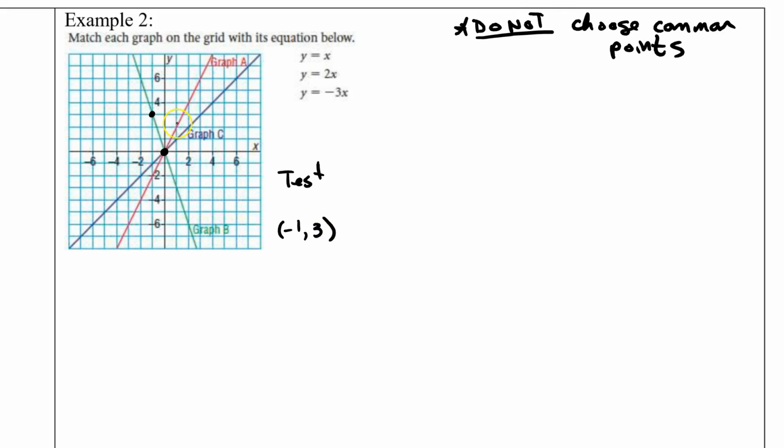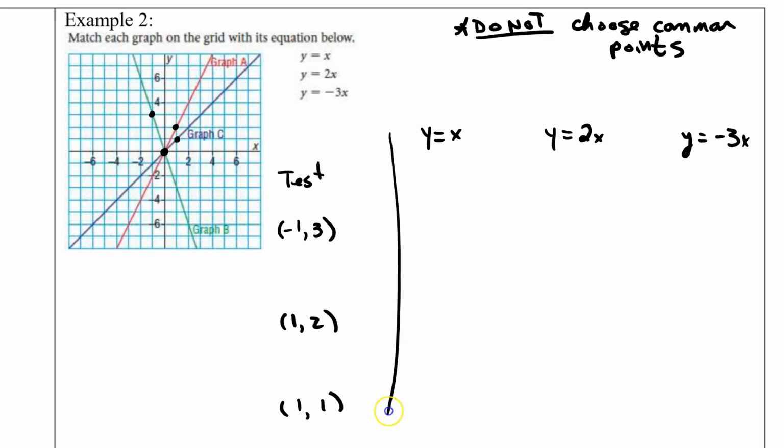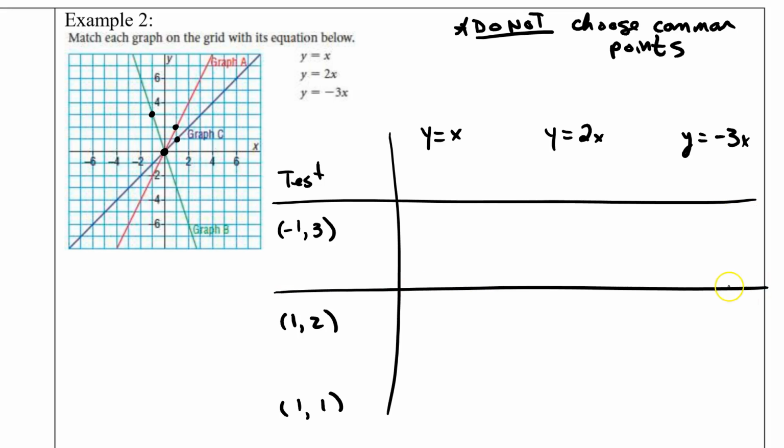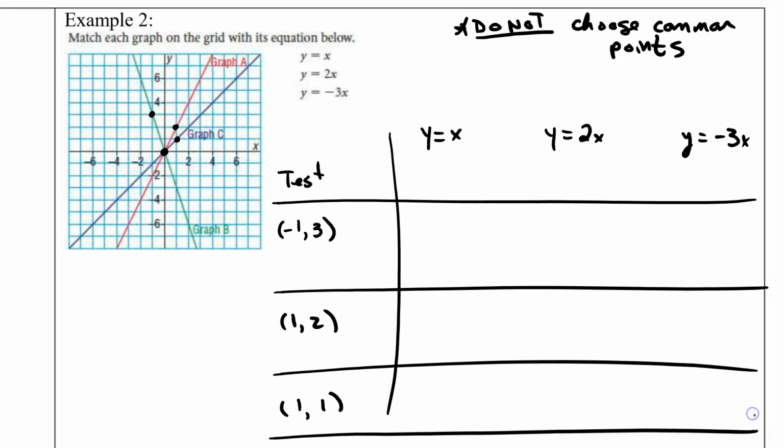On graph B, we'll find the point 1, 2. And on graph C, we're going to find the point 1, 1. So what we're going to do is test each one of these out: y equals x, y equals 2x, and y equals -3x. And we're going to create a little bit of a grid here just to organize our work, because organizing our work is actually quite important.